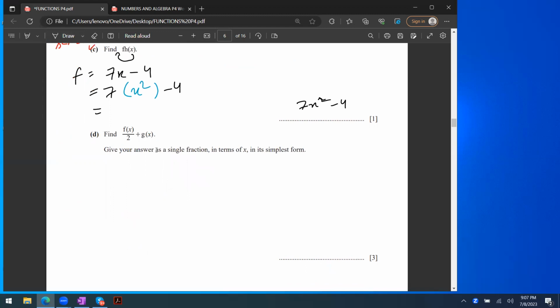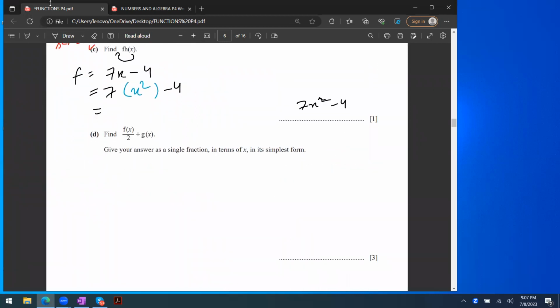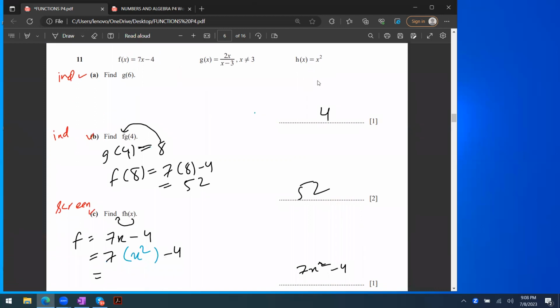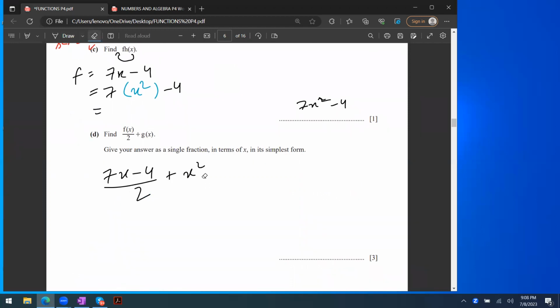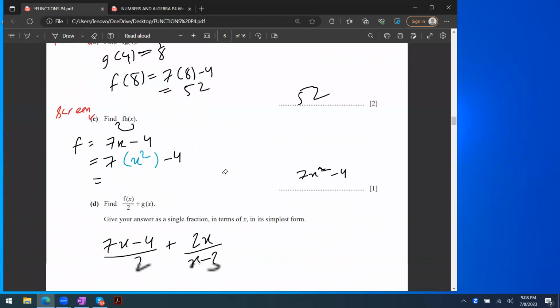Again, we now have an algebraic fraction. So f of x divided by 2: 7x minus 4 divided by 2, plus g of x. Sorry, g of x is, no, I mistakenly wrote h of x. It is 2x over x minus 3. So, 7x minus 4 over 2 plus 2x over x minus 3.